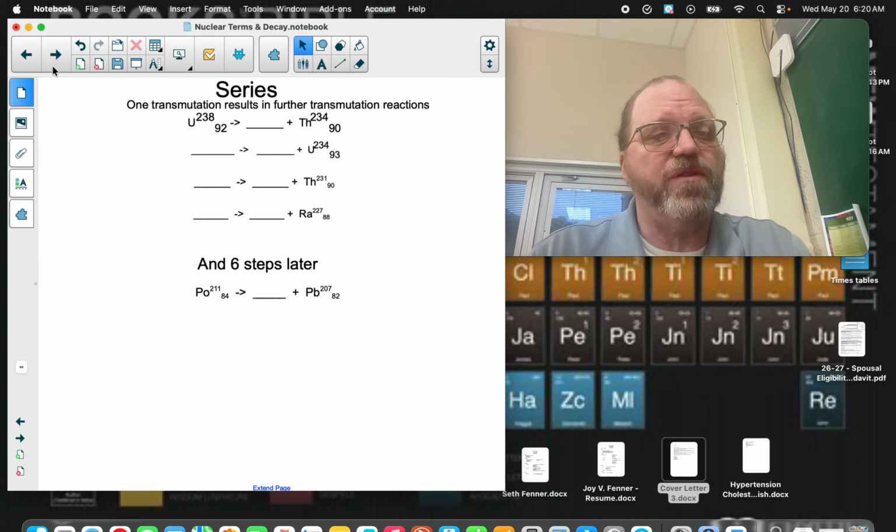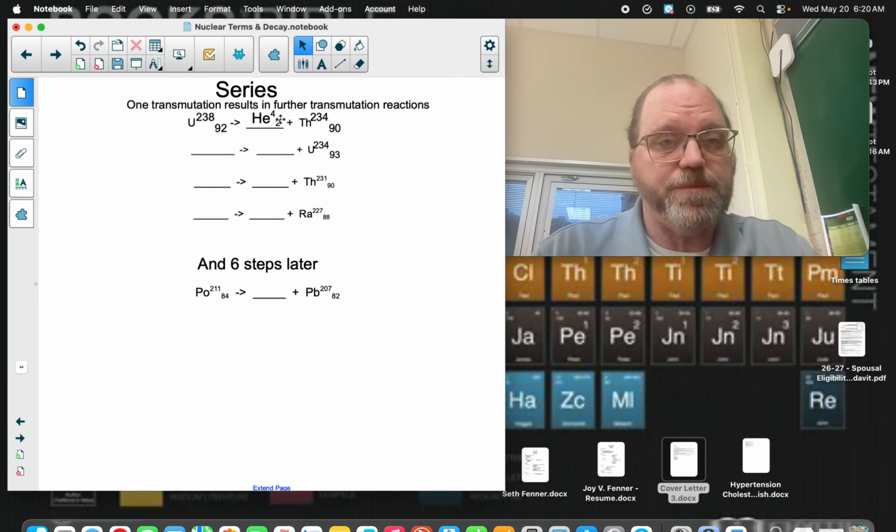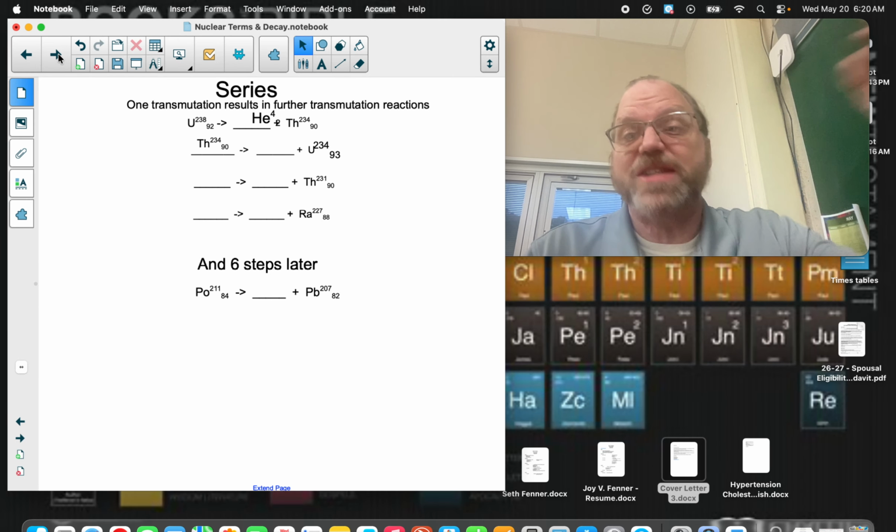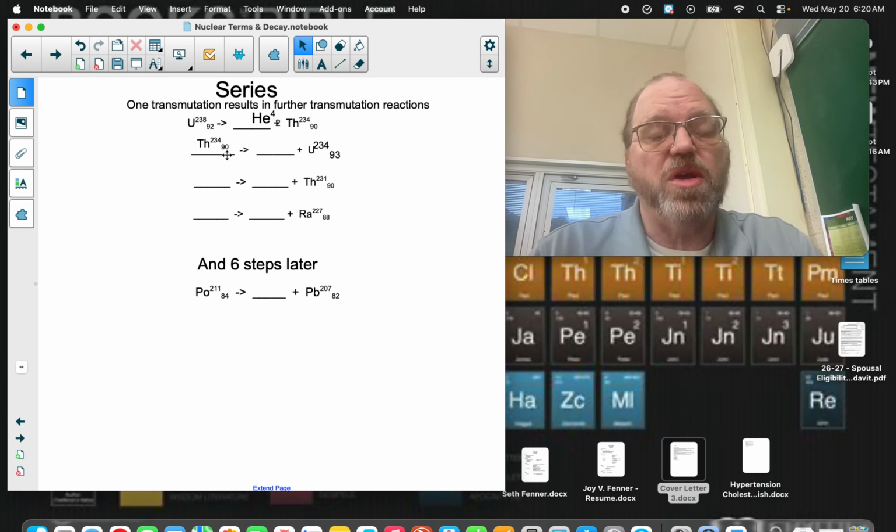All right, so let's take the first one, 92. What do we add to 92 to get 90? Well, the only thing you can do is take 2. 2 plus 90 is 92, and 4 plus 234 is 238. Once we get this one, this is my product. This becomes the next reactant in the next transmutation series. So thorium becomes thorium-234.